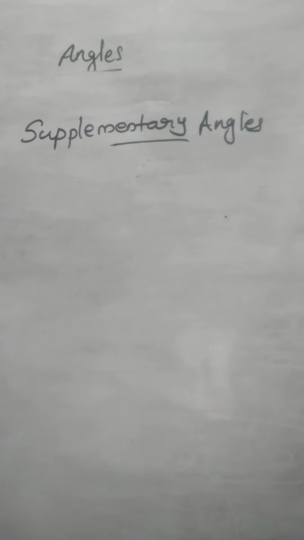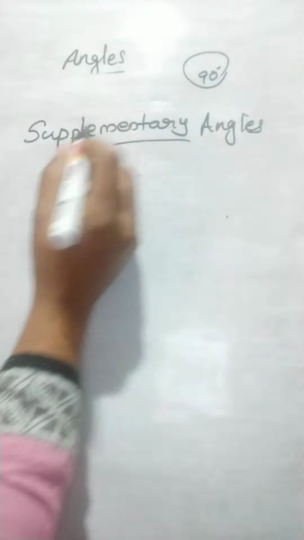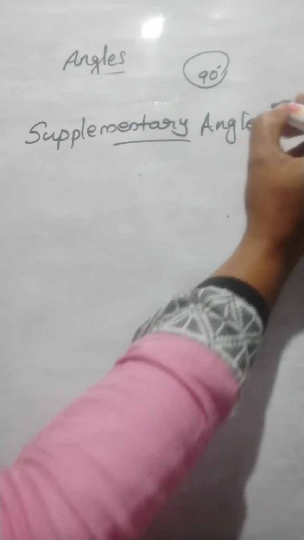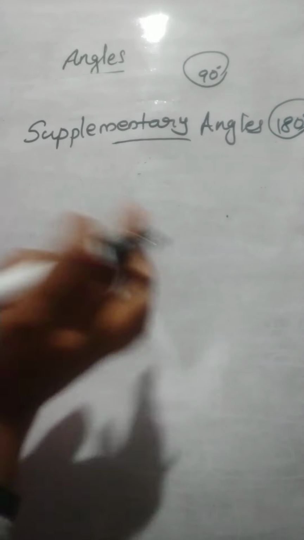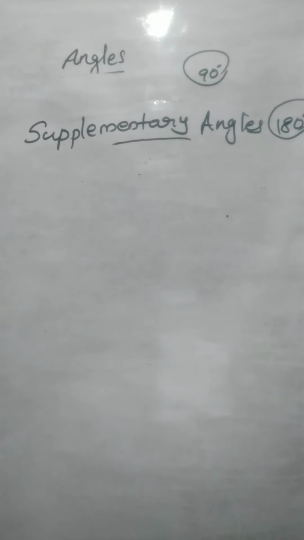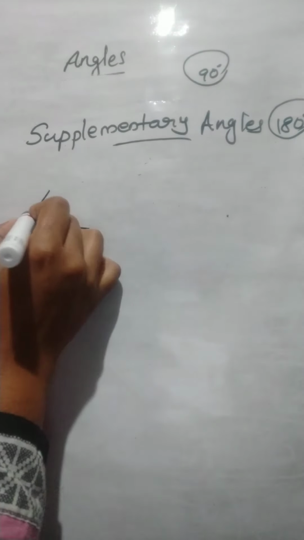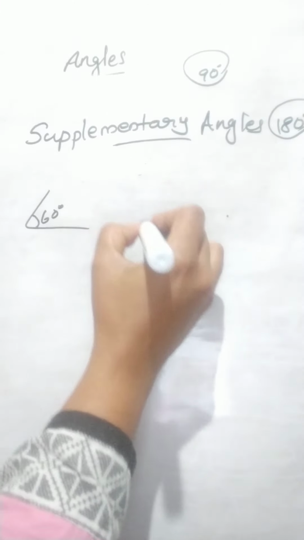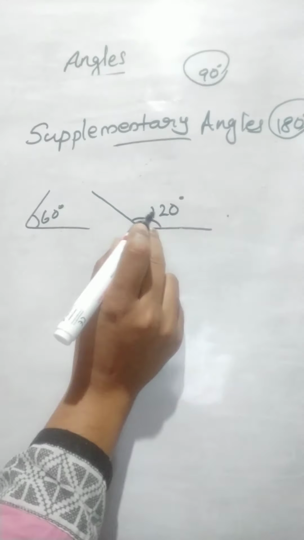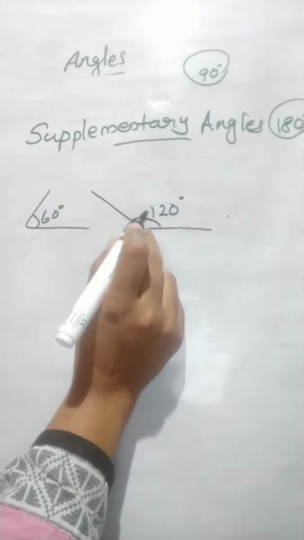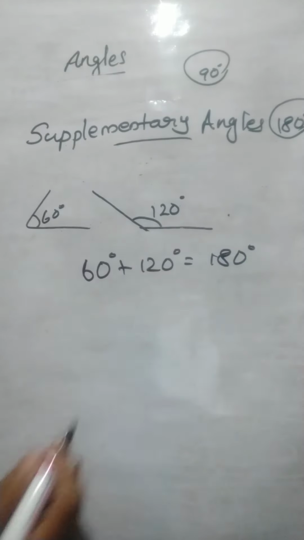We know the complementary angles sum to 90 degree and the supplementary angles will be 180 degree. That is, the sum of these angles will be 180 degree. Clear? That is, if one angle is 60 degree, then what will be here? This will be 120 degree, because 60 degree plus 120 is equal to 180 degree.